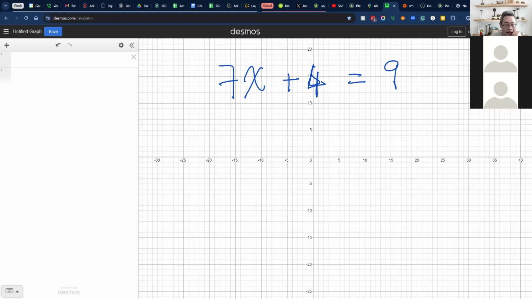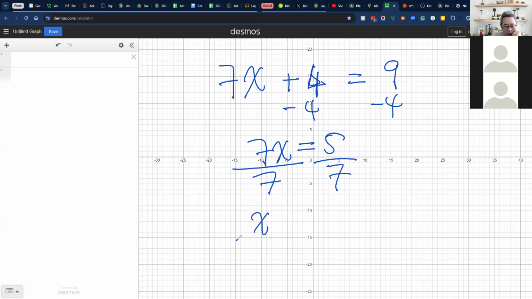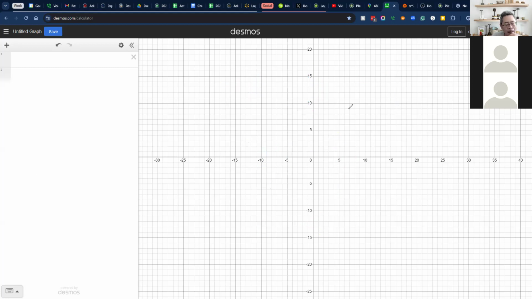Very good. So we just minus 4 on both sides. Then we got 7x equal to 5. Then we divide by 7. So x is 5/7. Okay. And sometimes it could be a little bit more complicated, but still we just use the rules.